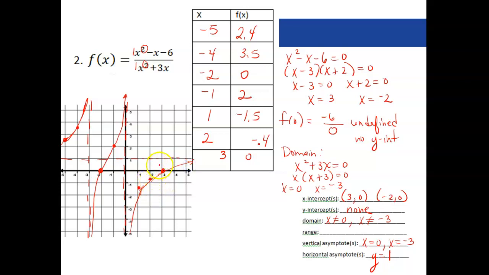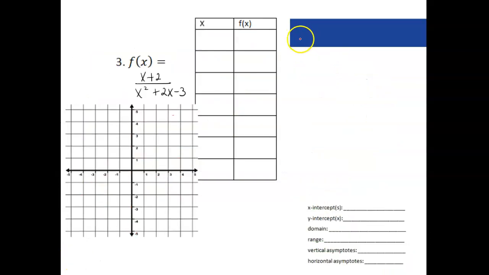And you can always check these on your calculator to make sure that they look right. So when we look at the range on this one, there are no excluded values going from the bottom to the top. So our range is again going to be -infinity to +infinity. Okay, here's another one for you to try.